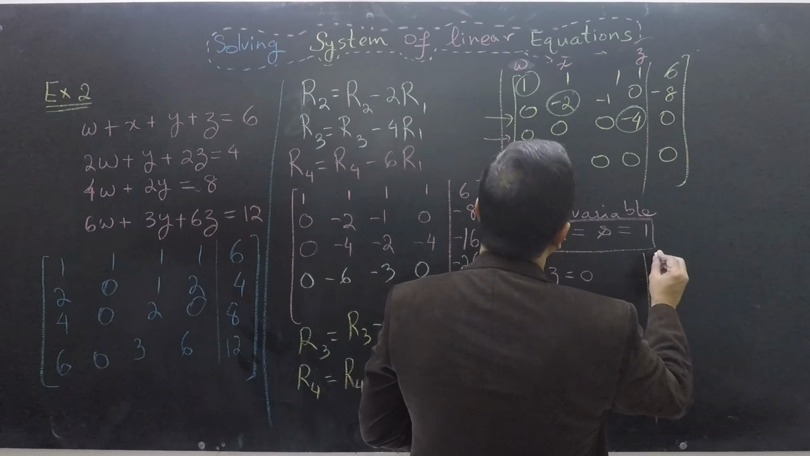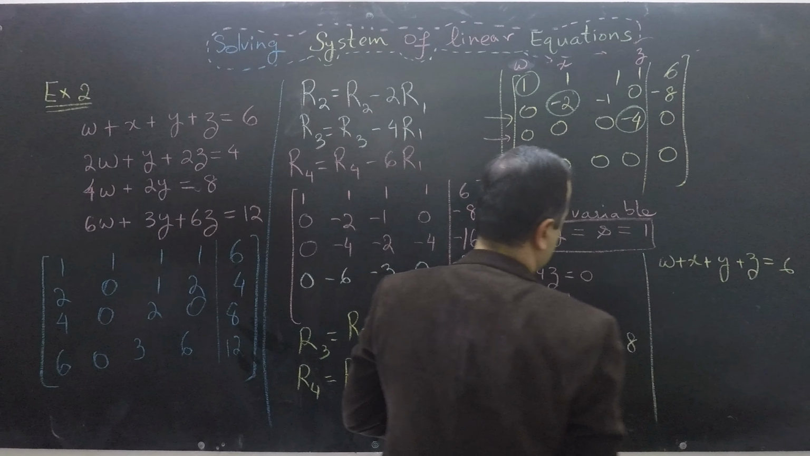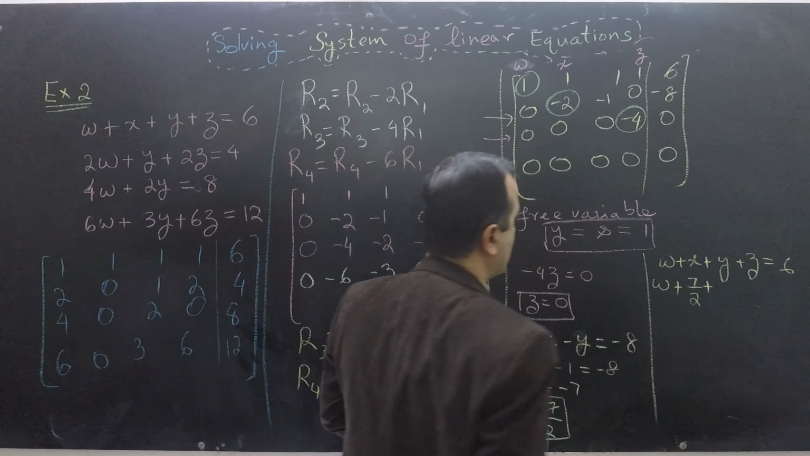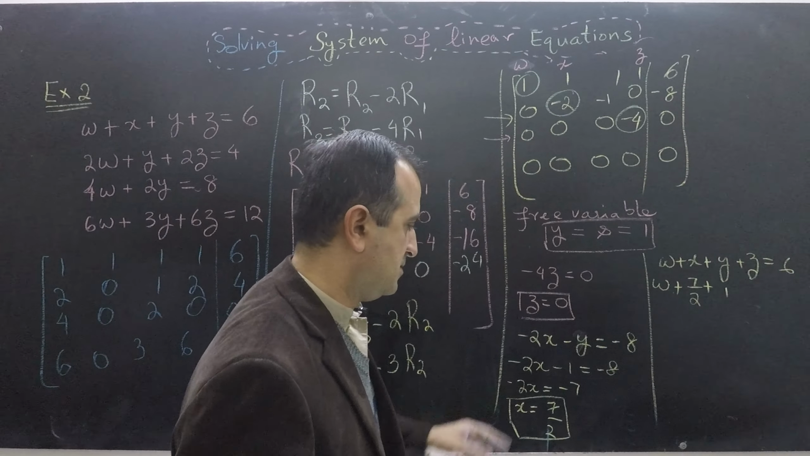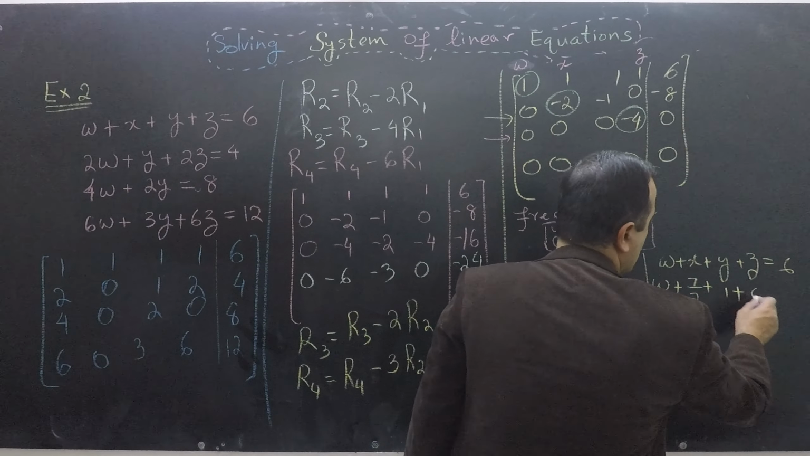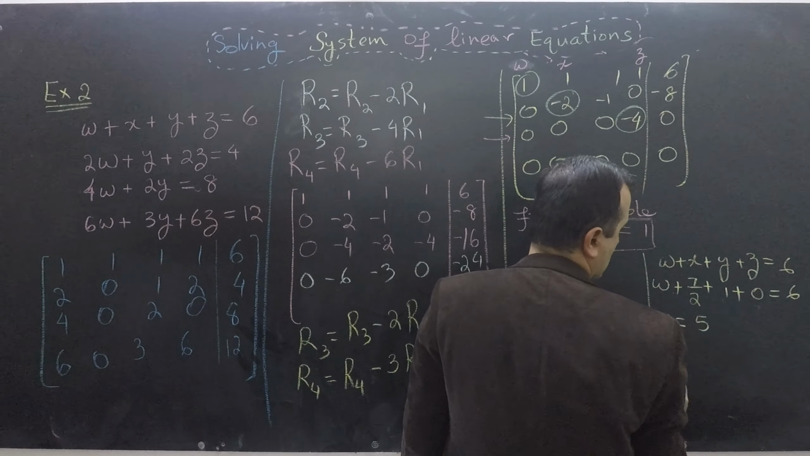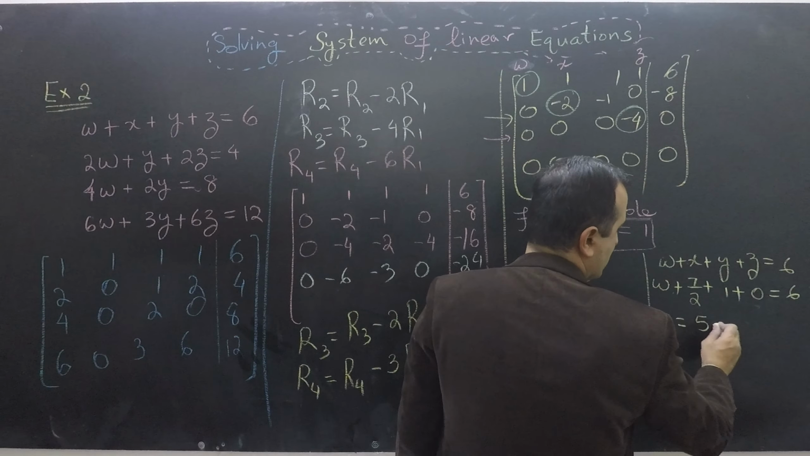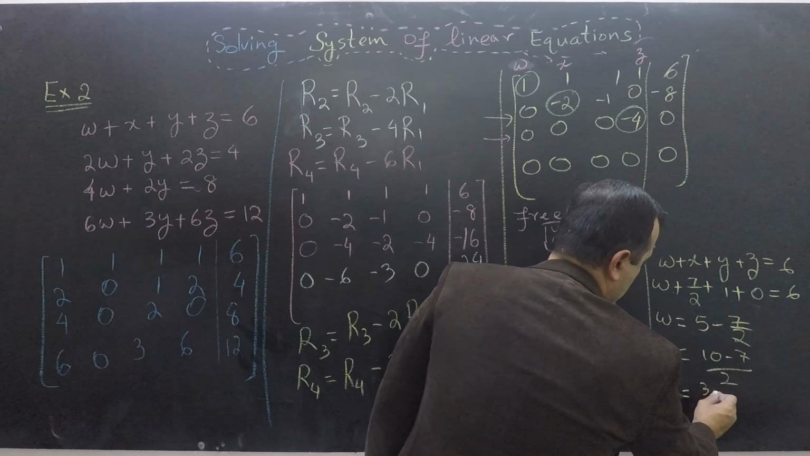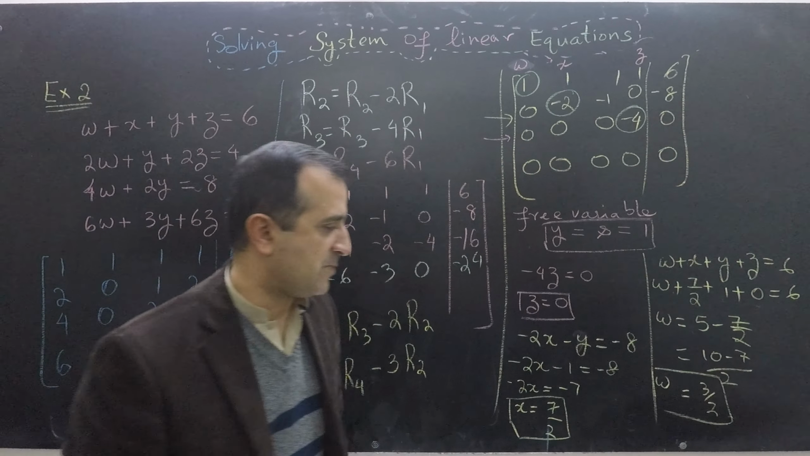Now w is remaining. So we say w plus x plus y plus z is equal to 6. So we have to find w: plus x value is 7 over 2, plus y value is 1, and z is going to be 0, equal to 6. We don't want to make 7 over 2 into a decimal. That will just complicate things. So w is going to be, because this is going to subtract from there, 5 minus 7 over 2, so 10 minus 7 over 2 equals 3 over 2. So w is going to be 3 over 2. No, 10 minus 7 is going to be 3, right? It's not 4.